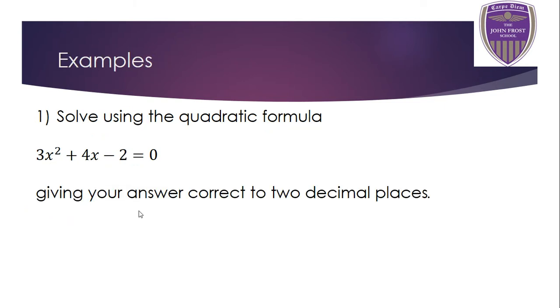So let's do an example. We're going to solve the one I said we won't factorize. I'm going to ask to get our answer correct to 2 decimal places, because this will have a horrible answer. So I'm going to write it down again here: 3x squared plus 4x minus 2 equals 0. Remember, the right-hand side has to be 0 for this to work. In this case, A is the x squared coefficient, it's 3. B is the x coefficient, which is 4. And C is the pure number, which is negative 2.